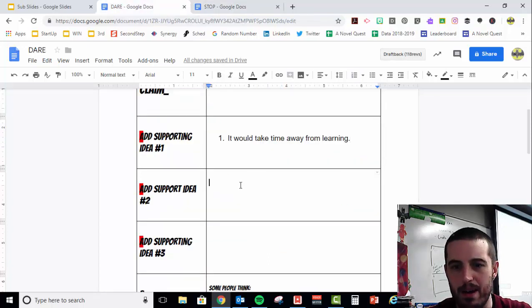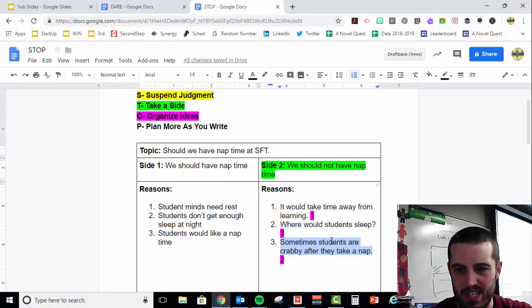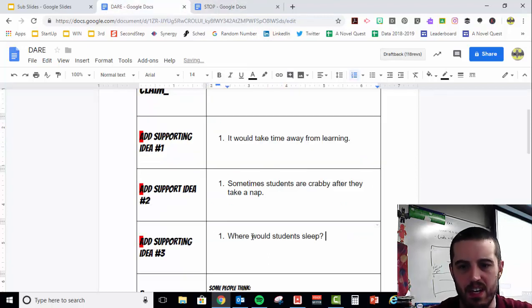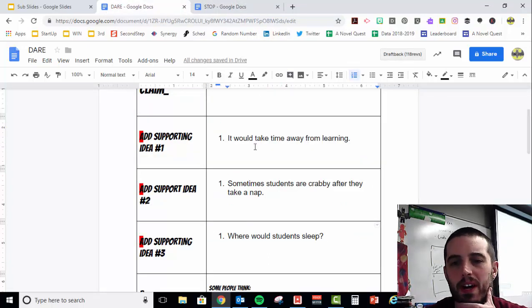Sometimes students are crabby after a nap. And then finally, where would students sleep? So I've got my 3 supporting ideas.